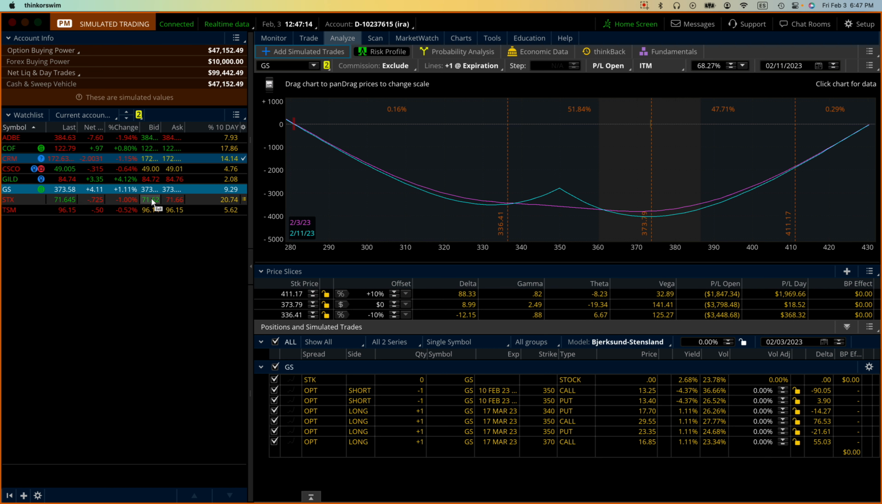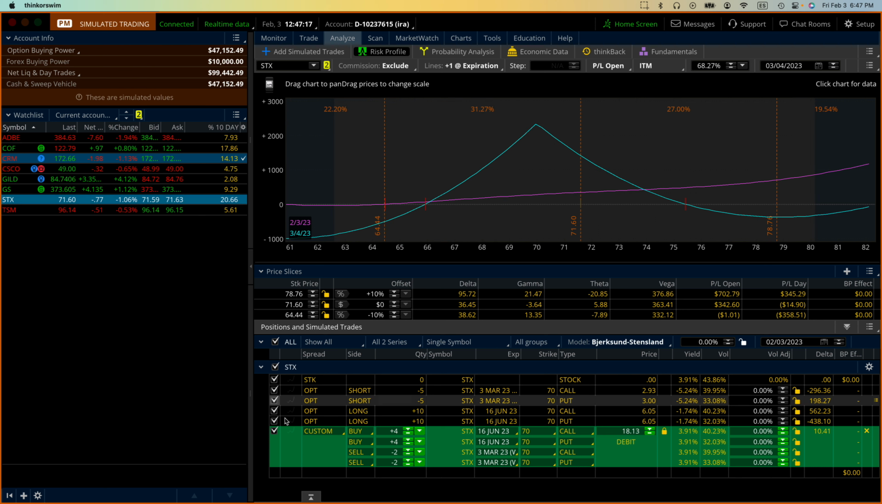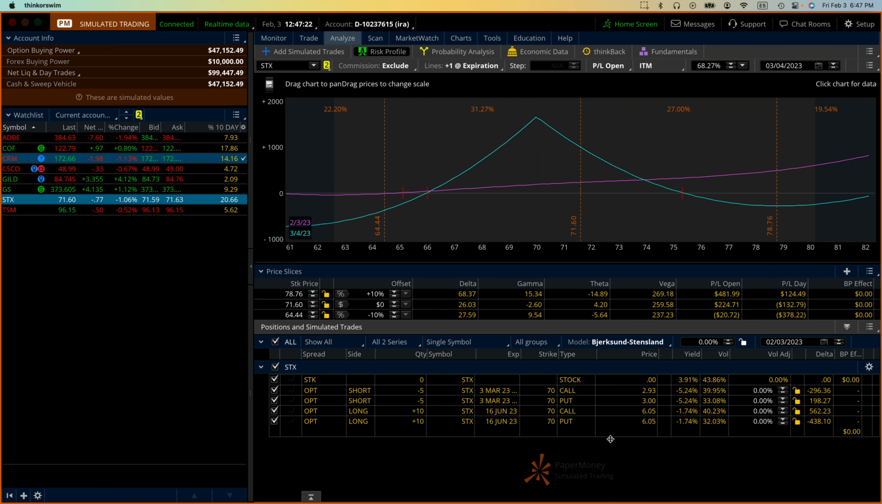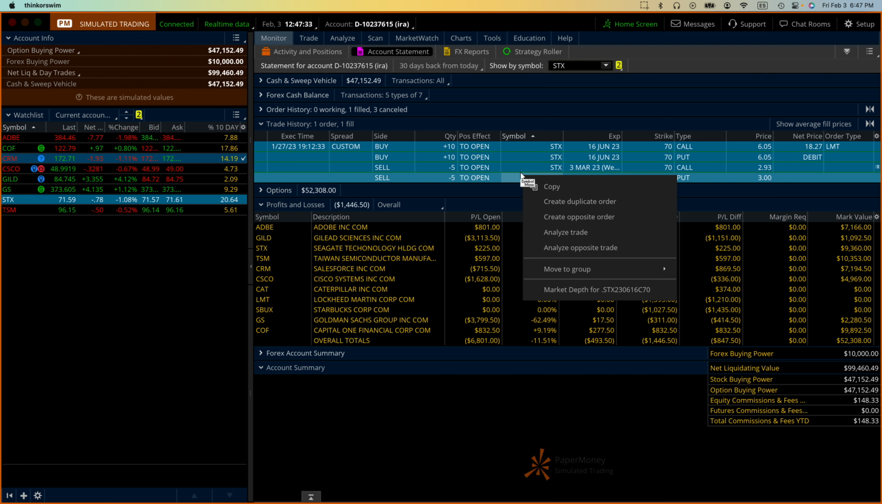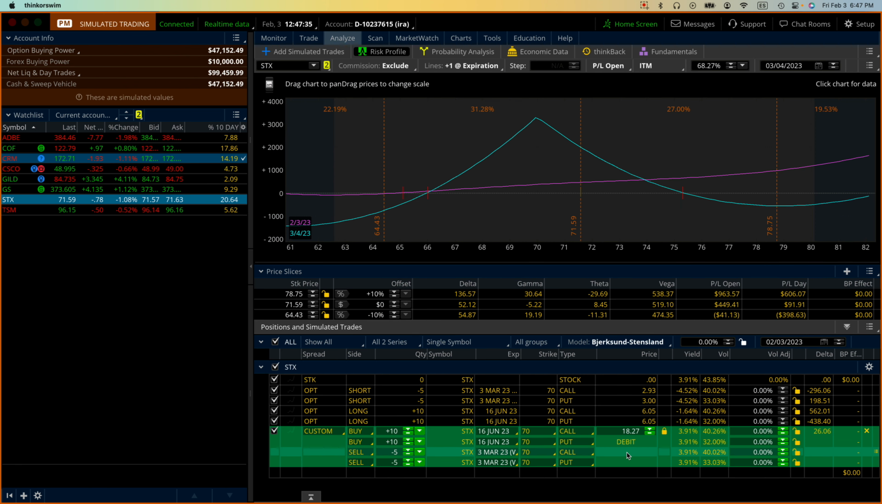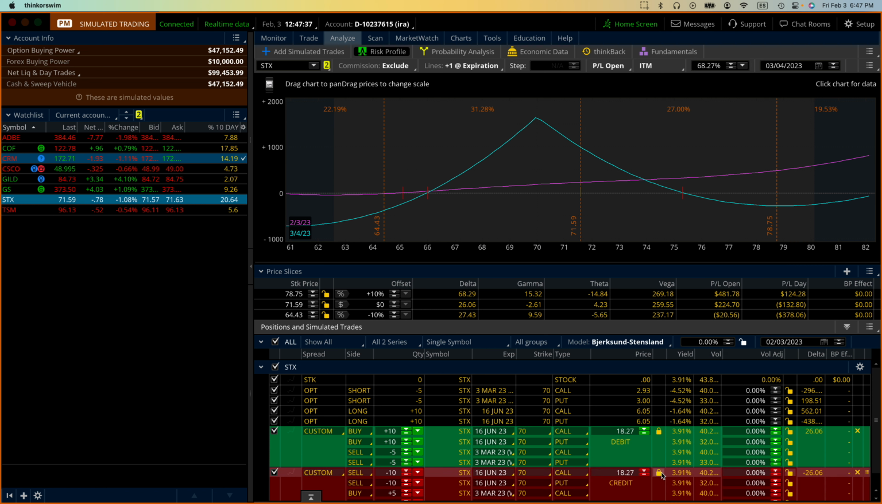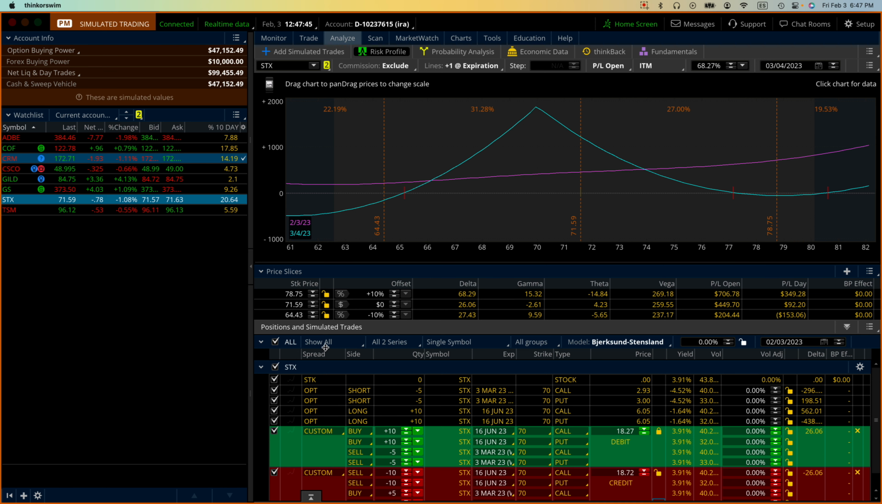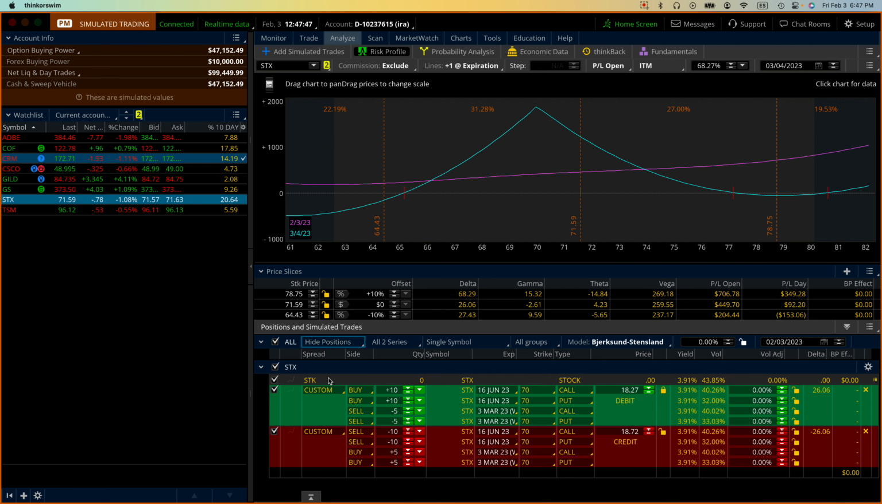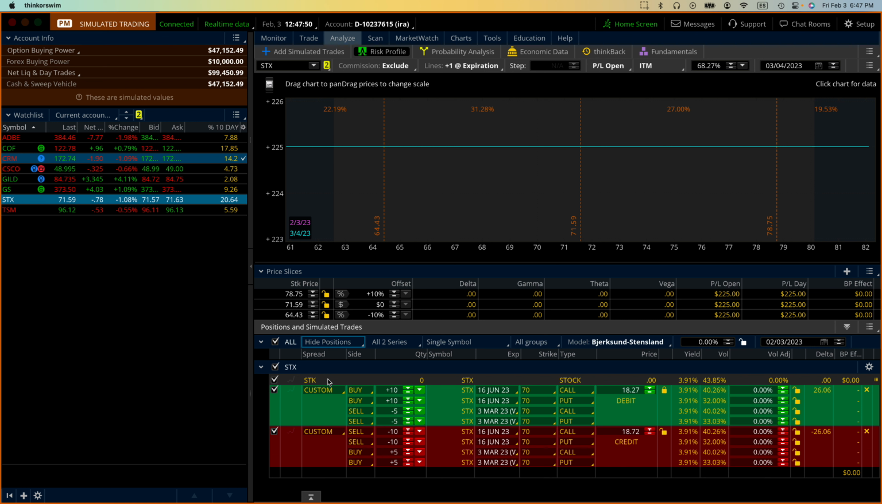Let's move to STX. Cancel that, and looks good. $224. This is a fairly new trade, so I must have entered it last week. Let's go to the monitor tab. Here it is. You can copy that, analyze trade, and it comes over here, and then you say analyze the opposite, and it tells you what the value of the position is. And we have a few cents here and there, okay, but they add up because we have so many of them, and that's what it looks like.